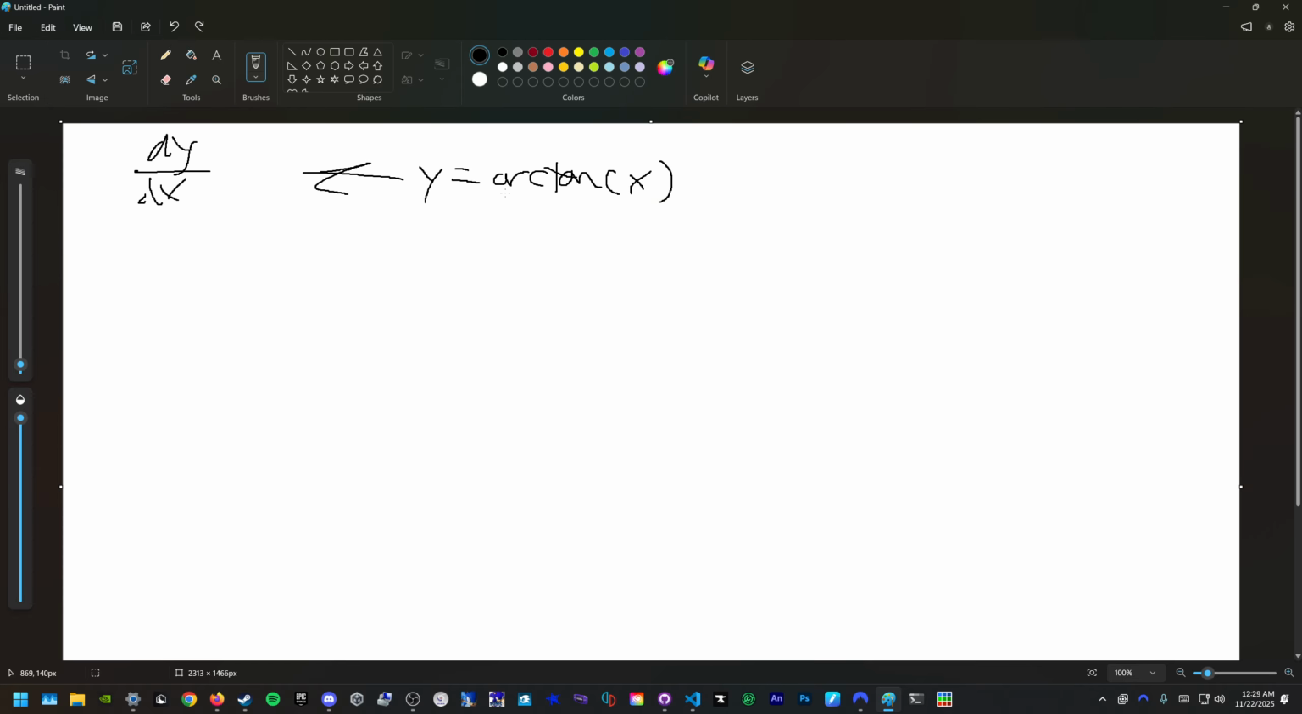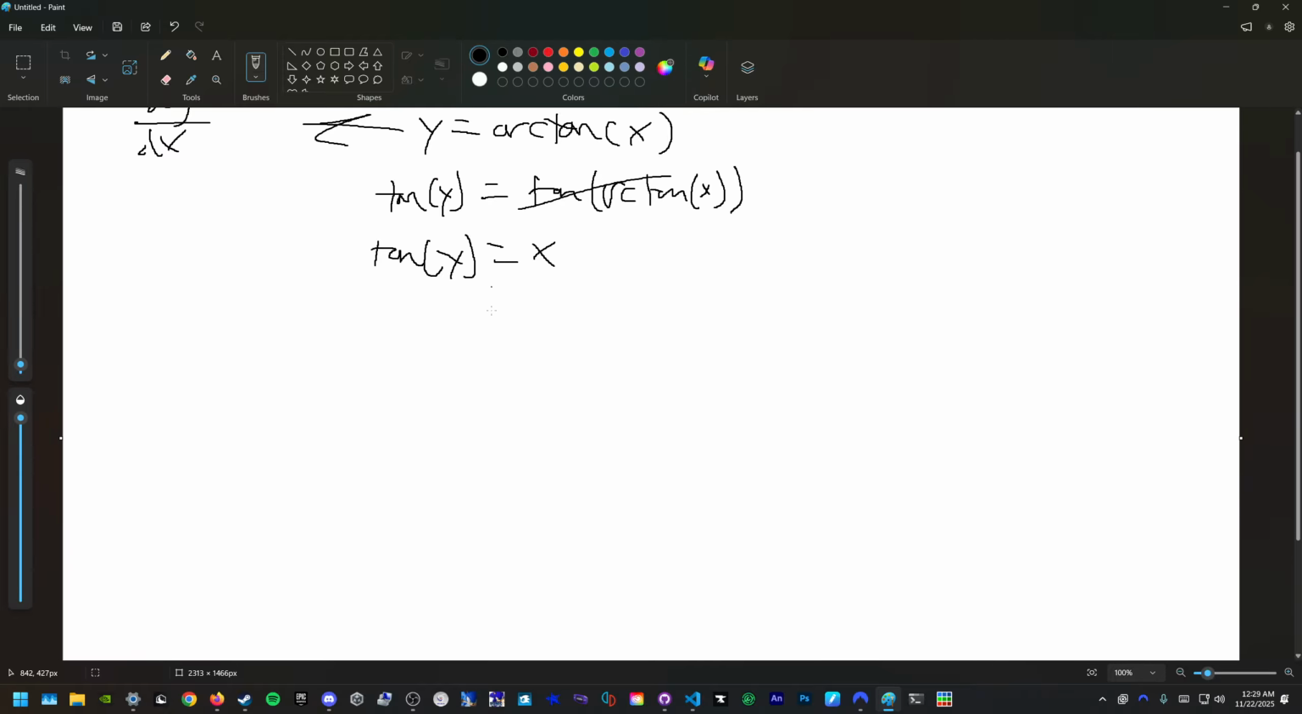So step one is to take the tangent of both sides, because we can do that algebraically. That means these cancel out and you get x equals the tangent of y, okay?